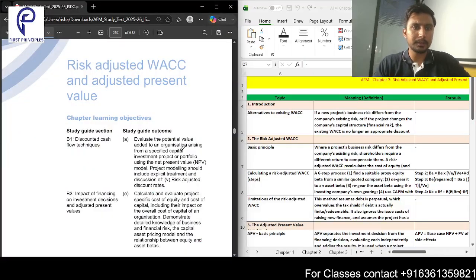Starting off with risk-adjusted WACC. This is the next chapter that we are looking into. And when do we use that? When a new project's business risk differs from the company's existing risk.